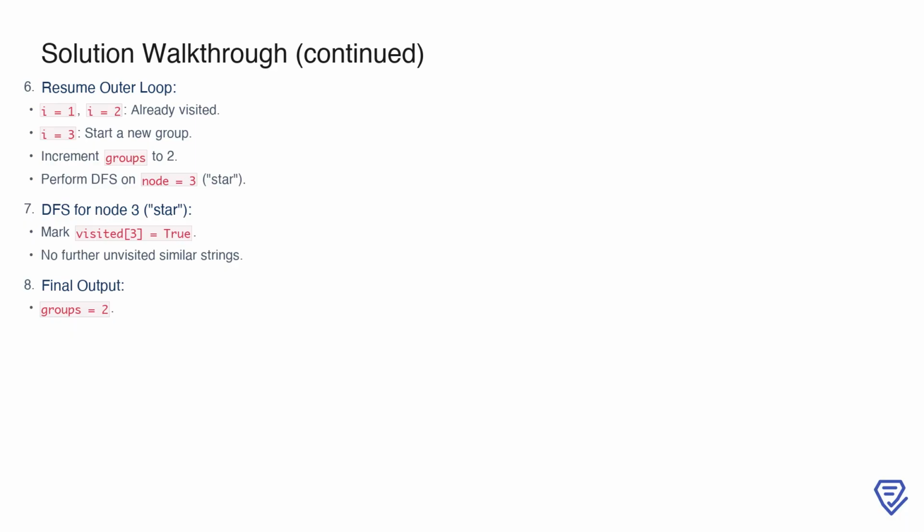Resuming the outer loop, we check i equals 1 and i equals 2, but both indices are already visited. When we reach i equals 3, which corresponds to star, we find that it hasn't been visited, so we start a new group. This increments groups to 2, and we perform a DFS on node equals 3. In this DFS, star is marked as visited, but no further unvisited strings are similar to it. With all nodes processed, the output for this example is groups equals 2.